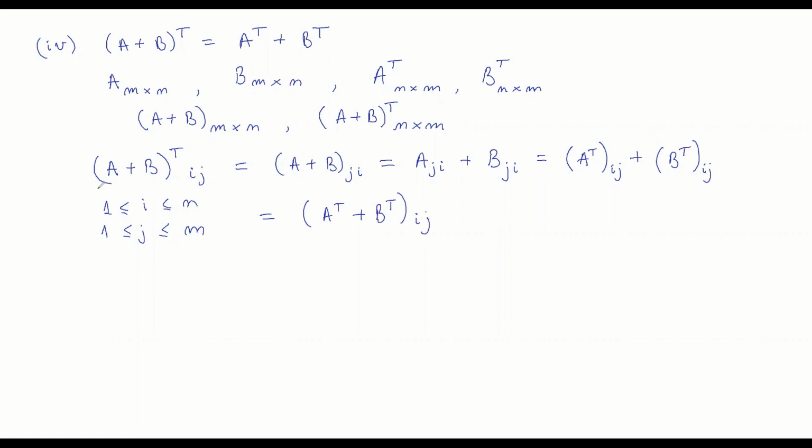So that's exactly what we were hoping to get. The ij element of this matrix is exactly the ij element of this matrix for all ij. So that establishes that indeed (A plus B) transposed is equal to A transposed plus B transposed, just like property 4 was stating.